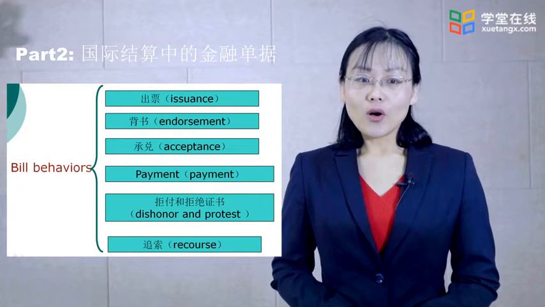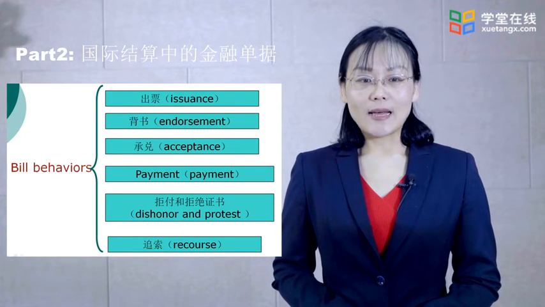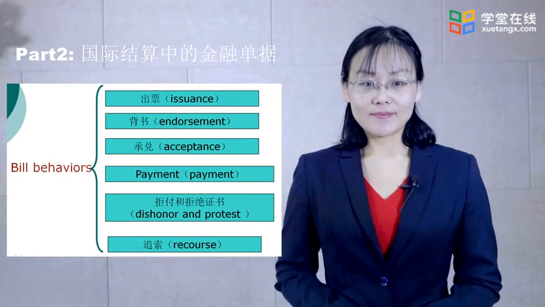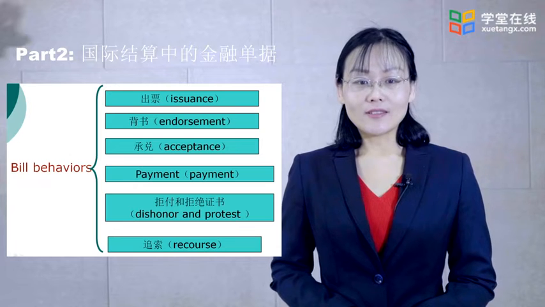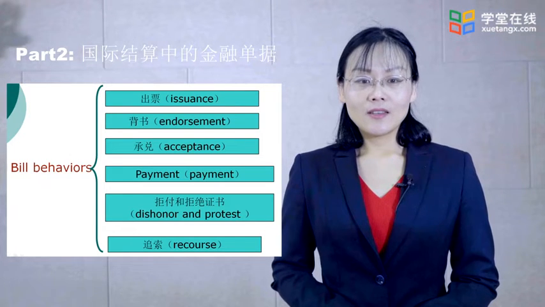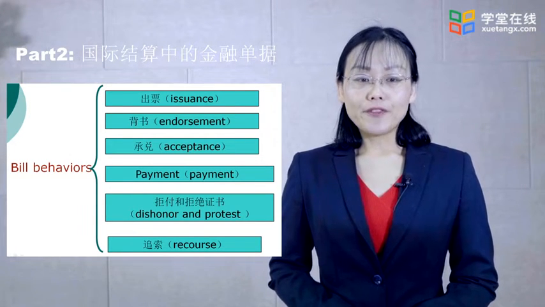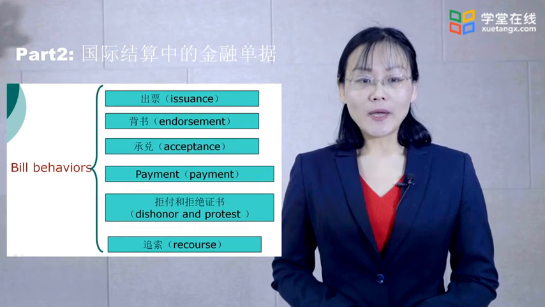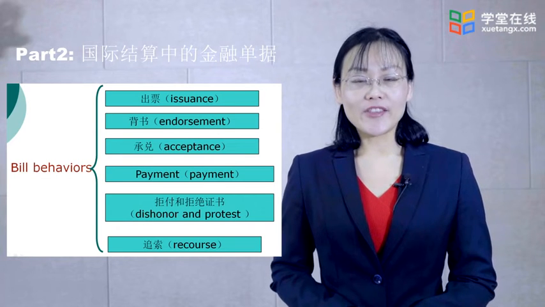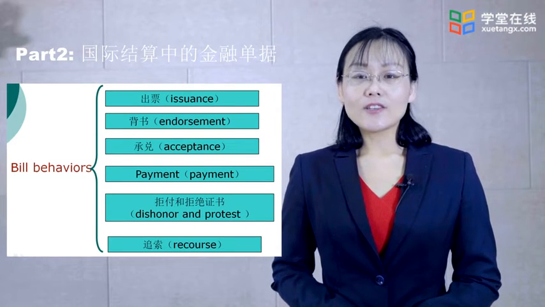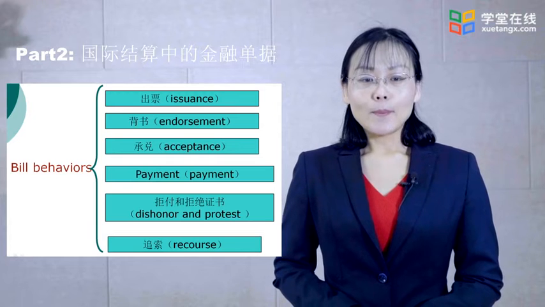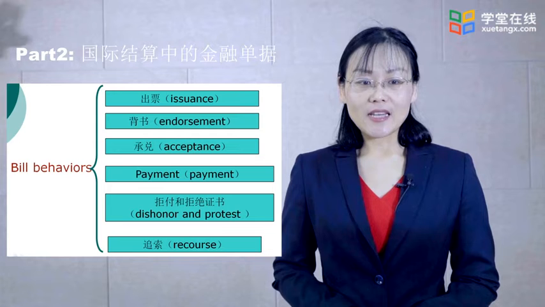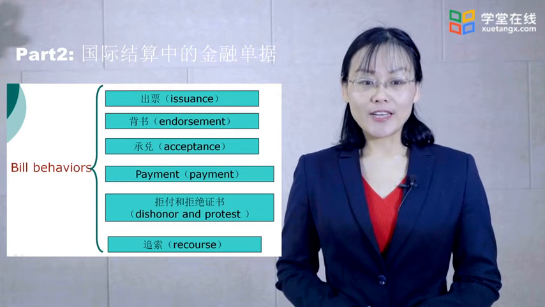However, the drawee may refuse to accept the draft or refuse to make payment at maturity. Then dishonor took place. Dishonor refers to a failure or refusal to make acceptance on or payment of a draft when presented. In case of dishonor, the bona fide holder has recourse to all of his prior holders when protest.